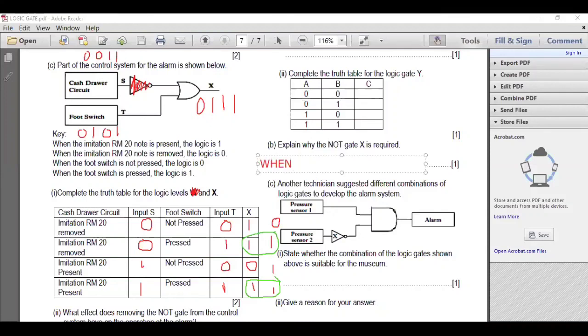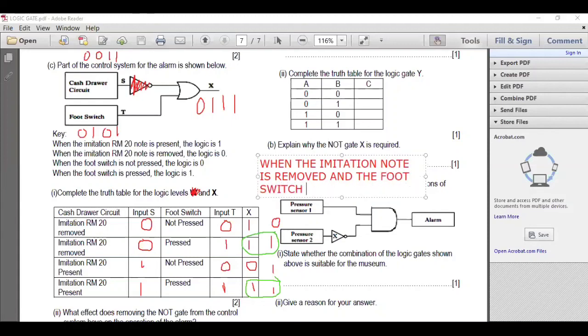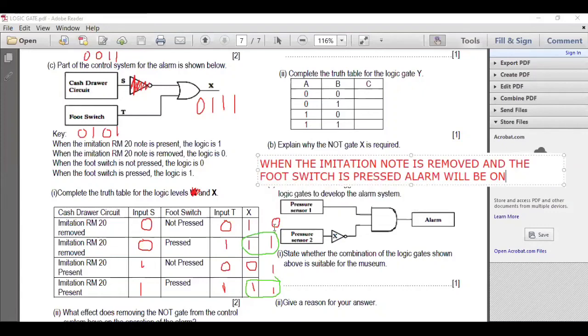So when the imitation note is removed and the foot switch is pressed, alarm will be triggered. Alarm will be on. That means we are talking about the first one.